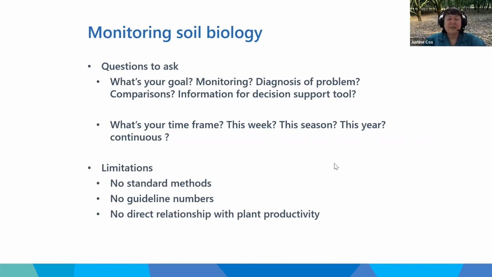But generally, there are no numbers. There's no guidelines on this is low, this is high, and this is good. And often there's no direct relationship with plant productivity. So you might have the plants going gangbusters, but the biological habitat is not that interesting or diverse. So there are a lot of limitations, and we are exploring and expanding on our knowledge in soil biology. And the CRC projects are doing that in spades.